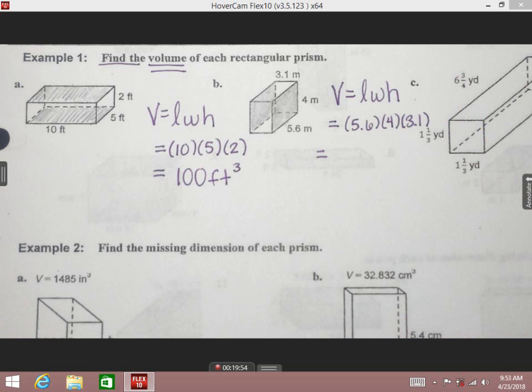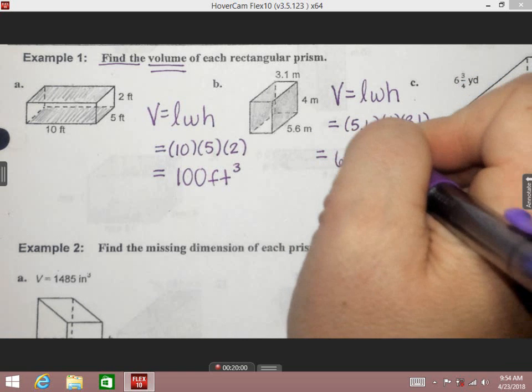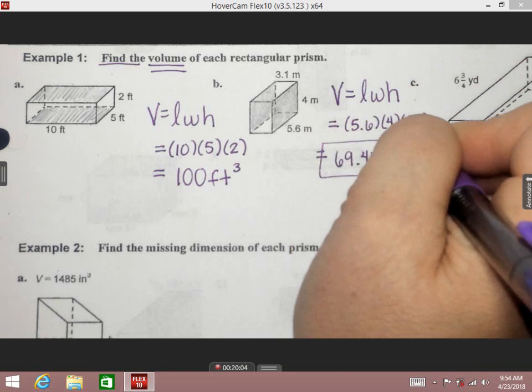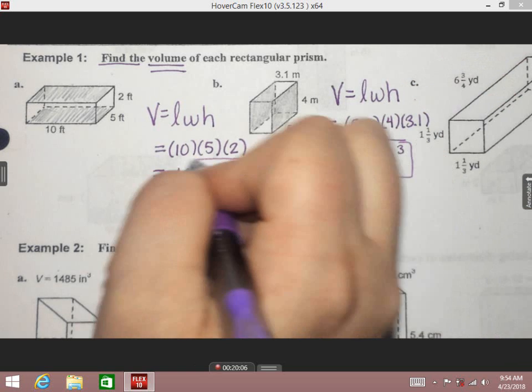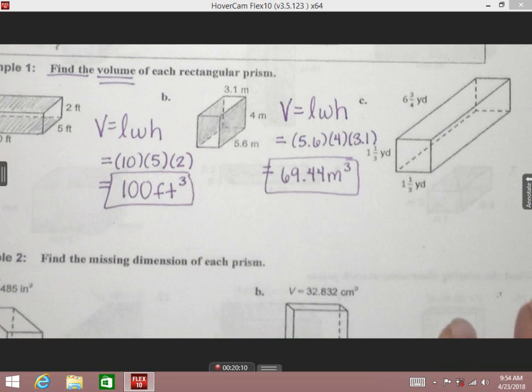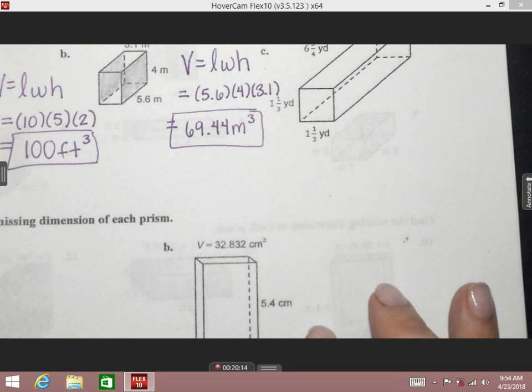All right. What do I get when I multiply that? Braxton? 65.4. 69.44 meters cubed. Okay? All right. The next one. We're still finding the volume. So what should I write down first? Liam?